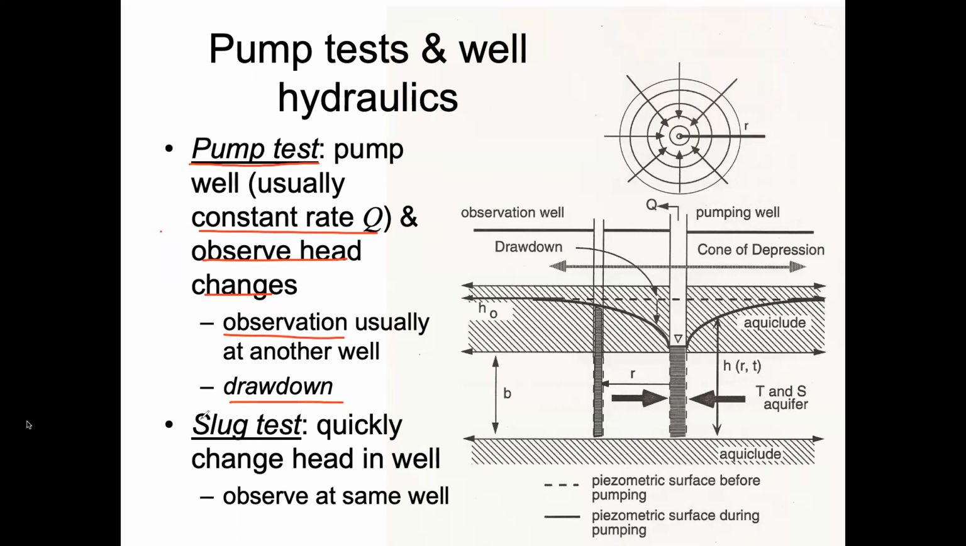Another type of test, which we're going to go over later in a couple of lectures, is thinking about slug tests, which is a much quicker change in head, which is observed at the same well, right? So it would only be observed at the well where we're changing the actual inputs or outputs to the system. So at this well in that instance.